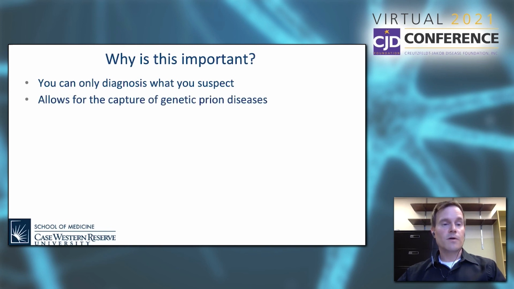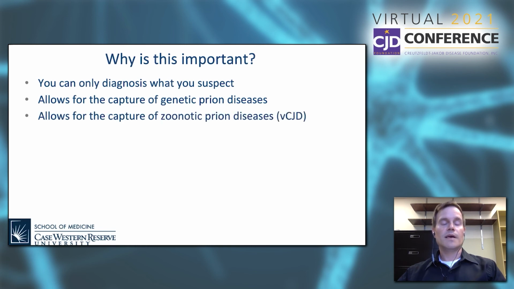As I said before, it also allows for the capture of genetic prion diseases that would have been missed otherwise if we only assumed that all genetic prion diseases looked like CJD. It also allows for the capture of zoonotic prion diseases, which are basically transmissible prion diseases from animals. In this case, it's variant CJD. Of course, this is also probably going to be very important to help discover whether or not chronic wasting disease, a prion disease of deer and elk, is transmissible to humans. And because of that, it's a crucial piece of finding new prion diseases.